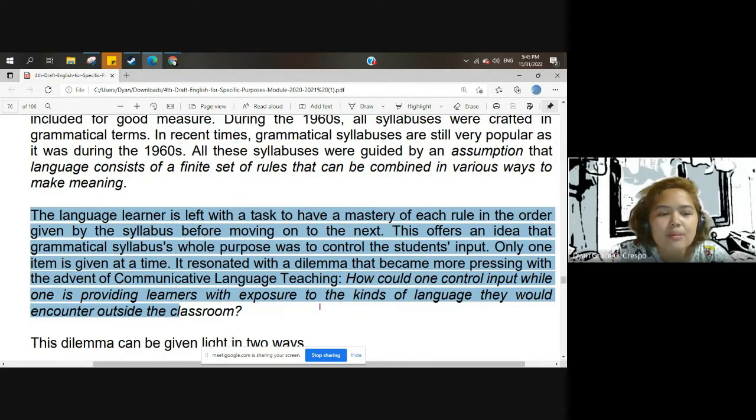Only one item is given at a time. It resonated with a dilemma that became more pressing with the advent of communicative language teaching.